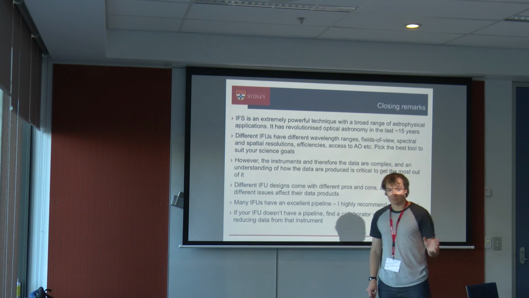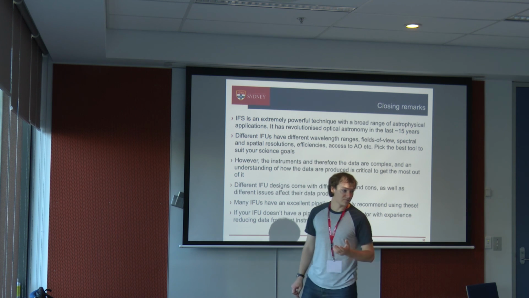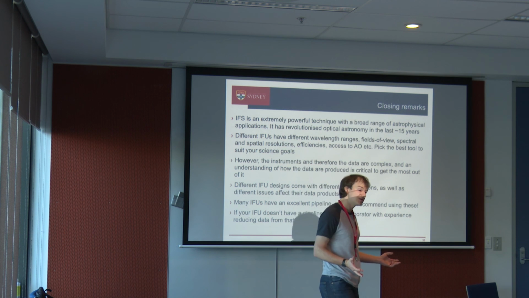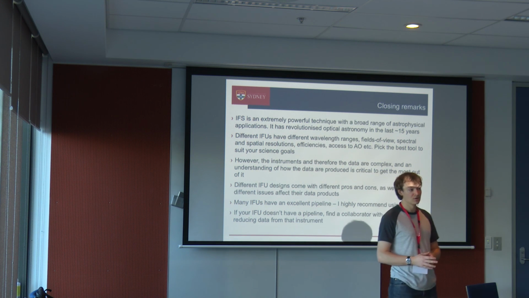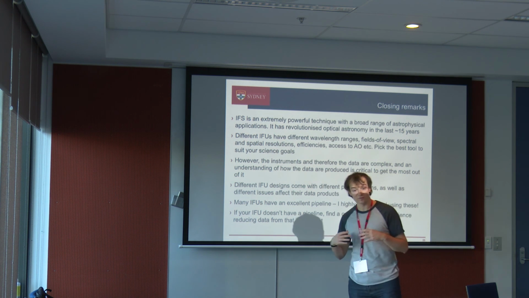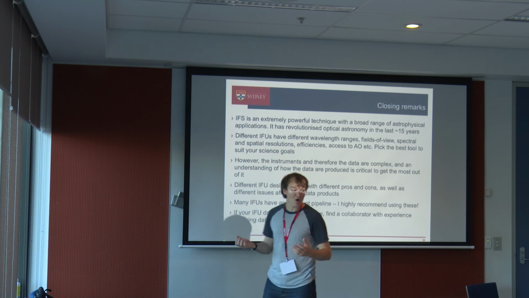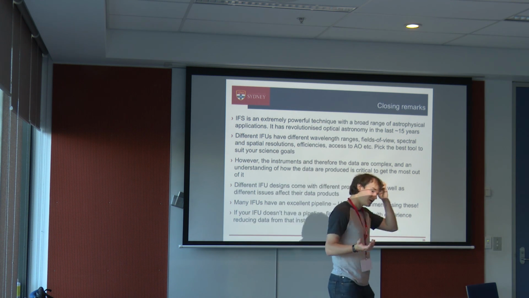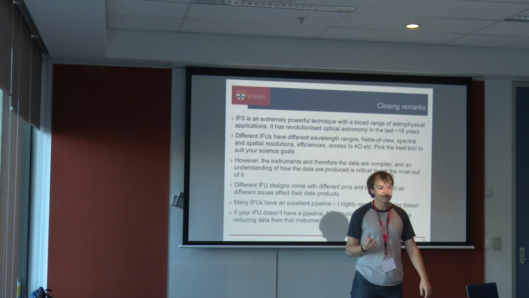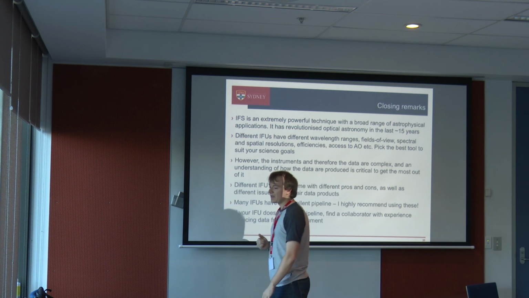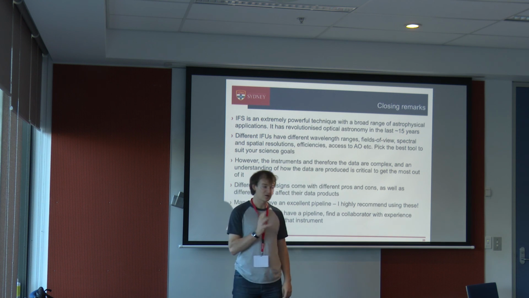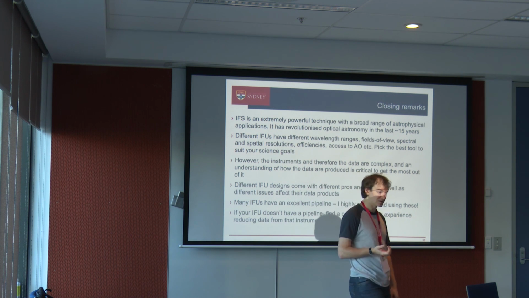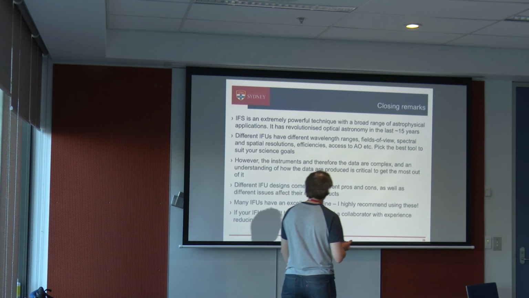Different IFUs do very different things. Some work in near infrared, some work in far blue, some work in the optical, some have very broad wavelength ranges, some have very high spectral resolution, some have large fields of view, some have small fields of view, some work with AAO, some are on 2.3 meter telescopes, some are on 10 meter telescopes. There's an entire zoo of IFUs out there, so don't just pick the first one that you come across. Make sure that the IFU you choose for your observations is the correct IFU, the one that's going to give you the best science returns.